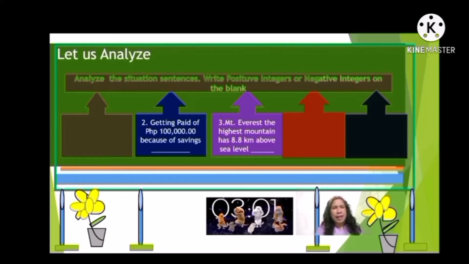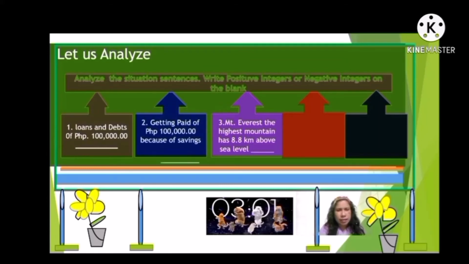Let us analyze the situation. Write positive integers or negative integers on the blank. Loans and debts of Philippines is 100,000. Getting paid of 100,000 pesos because of savings.